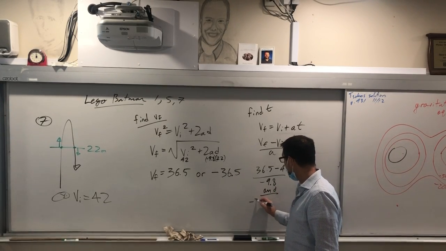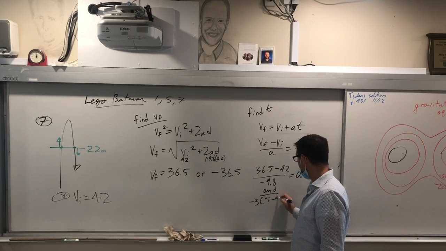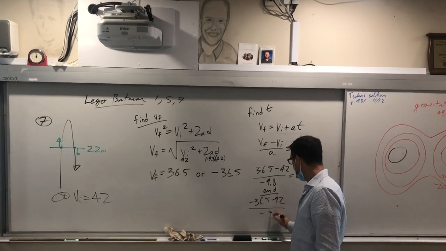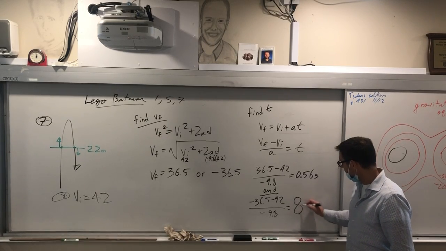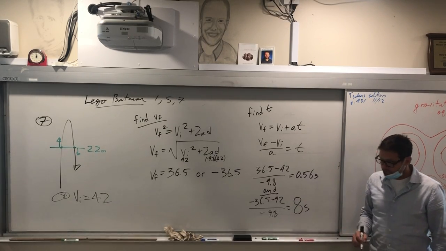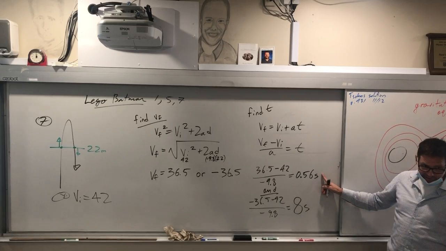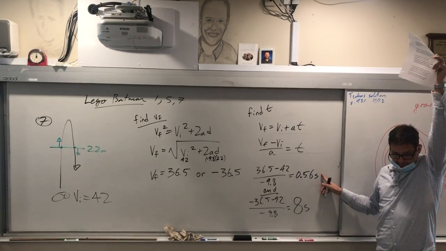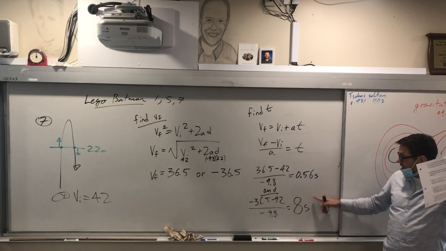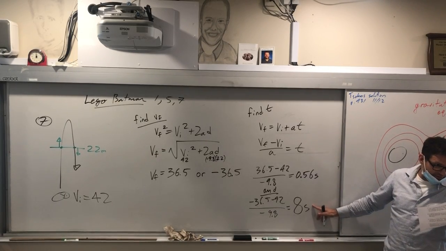And we do negative 36.5 minus 42, over negative 9.8. And this one's going to be a lot bigger. Somewhere around 8 seconds. Exactly. So this is the time it takes to get to 22 going up. And then it's going to go way up and come all the way down. And then it hits 22 again, 8 seconds later.